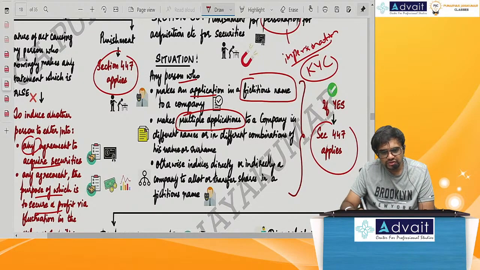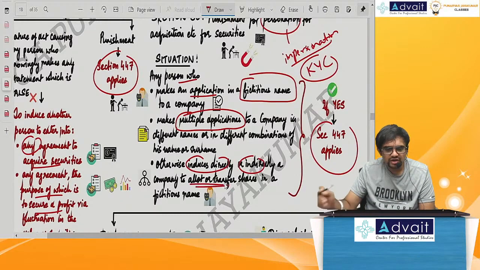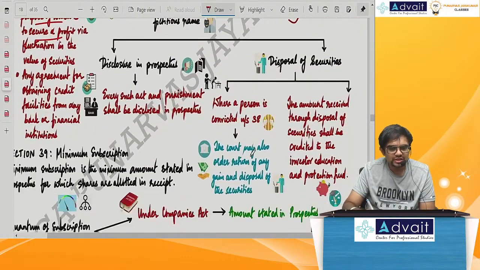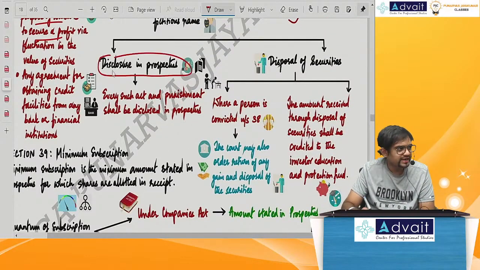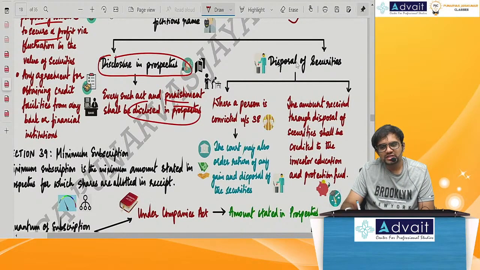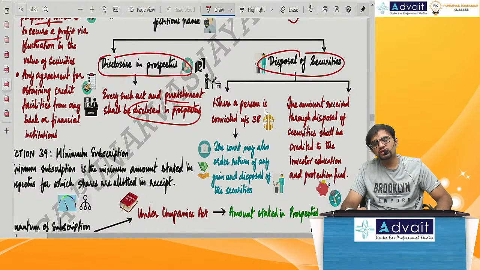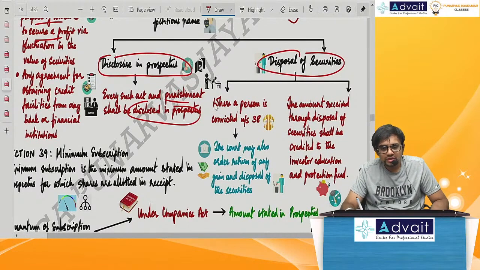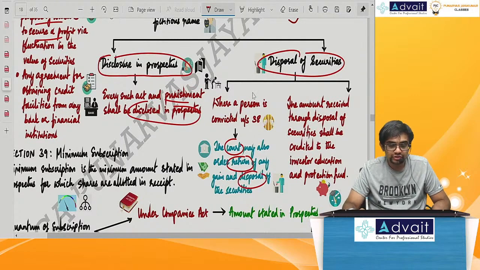Then, otherwise induces directly or indirectly to allot or transfer shares in a fictitious name. In all these cases it is a problem. What will you do? Disclosure in the prospectus. Every such act and punishment shall be disclosed in the prospectus. If you have obtained something fraudulently, the company can apply to the court, NCLT. NCLT may order return of any gain and even disposal. They can ask you to sell the shares.